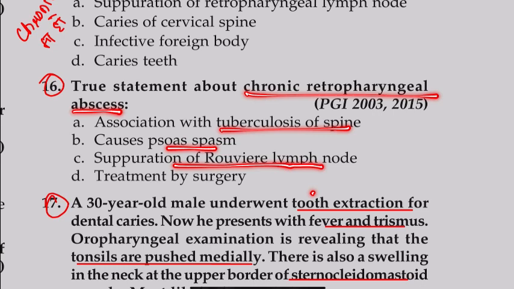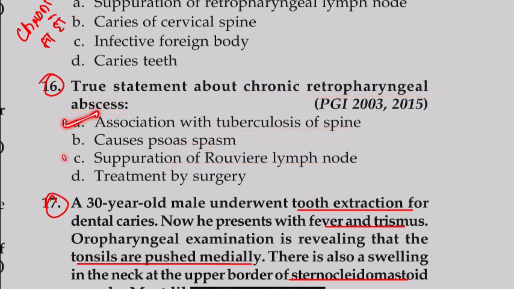Yes, I have already said, the Rouviere lymph node is the retropharyngeal lymph node. So answers A and C are right. And it is treated by surgery? No, it is not treated by surgery. Incision and drainage is done, in adults under local anesthesia and in babies under general anesthesia.